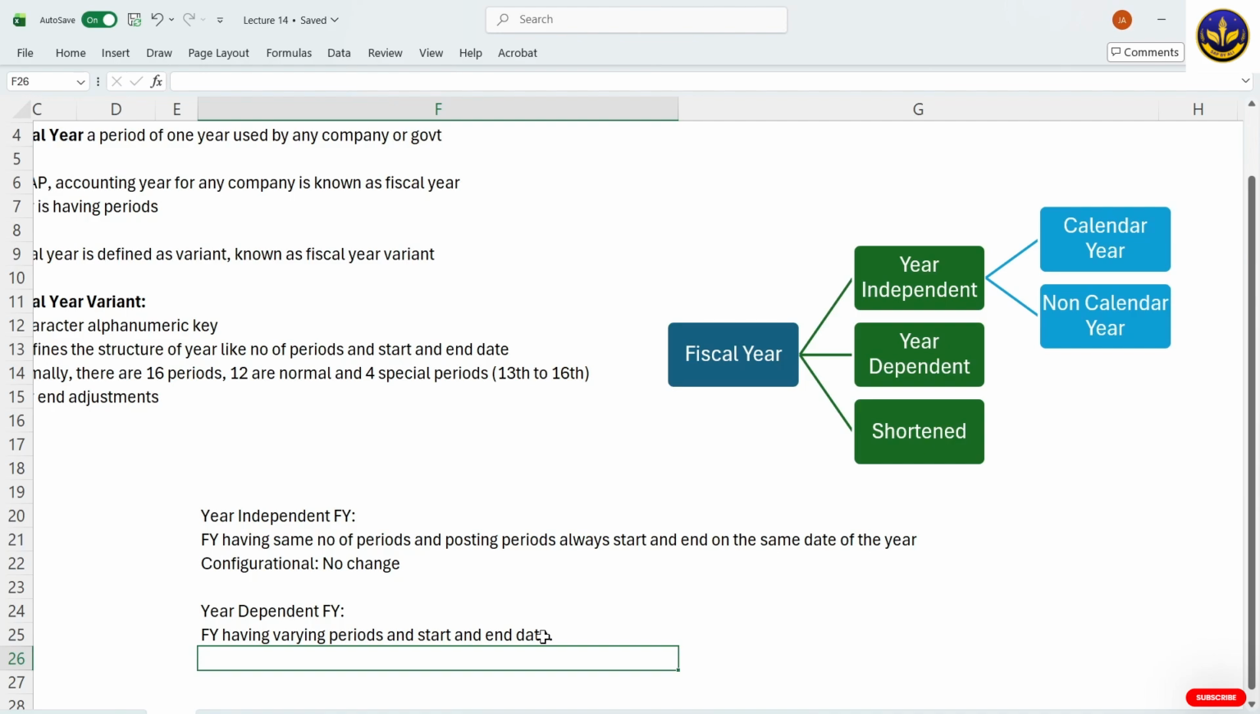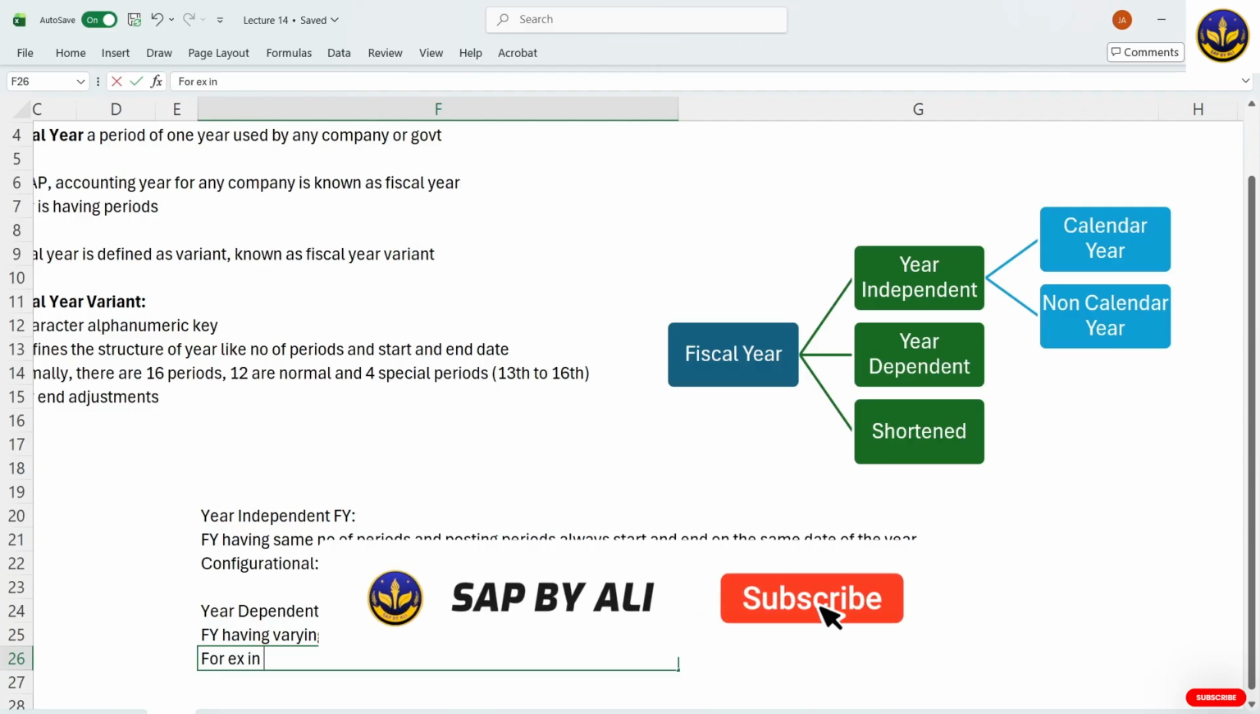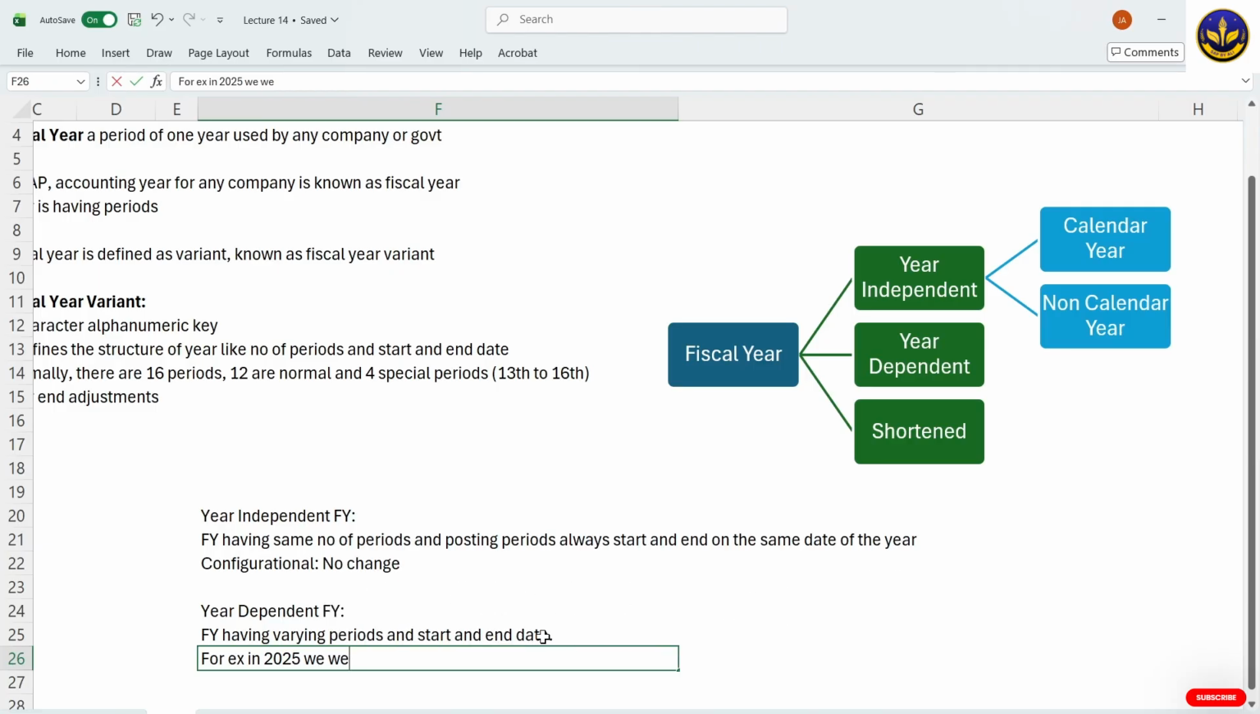For example, in 2025 we had 12 periods in the fiscal year. But now the requirement in 2026 is that they want 13 periods. So in 2026 the user needs 13 periods. It simply means that the number of periods differs across two different years, like 2025 and 2026. So it is known as year dependent. It is changing by the year.